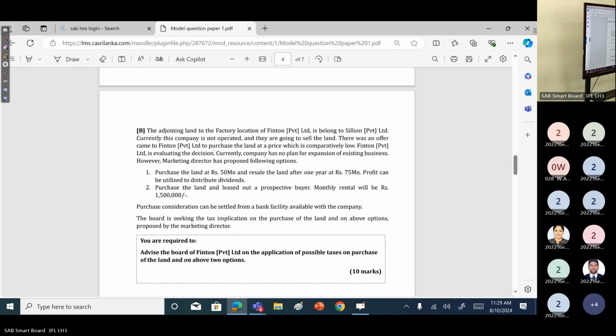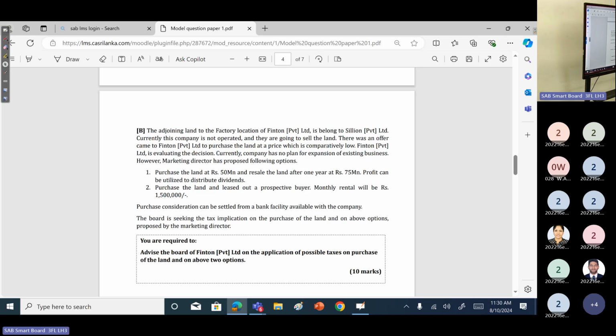Correct? So ideally they have an option to purchase the land. But right now it says they don't have any business expansion. That means if they are purchasing that land, it will be kept as an investment asset. And ideally they are going to resell it or lease out, rent out. Those are the two options they are seeking. In the first option, they are keeping it maximum 1 year, thereafter they are going to resell. They have a prospective buyer, maybe. So then the profit earned out of that transaction could be utilized to distribute dividend.